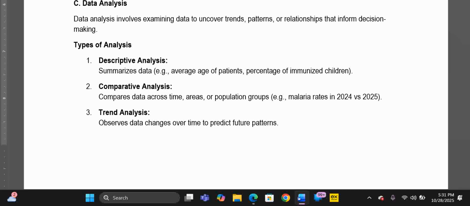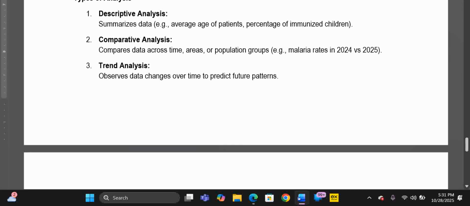So we can use descriptive analysis. And number two, we can use comparative analysis, when you want to compare data across times, areas, or population groups. In other words, we may say, let's see what happens in the incidences of malaria between the year 2024 and the year 2025, so that we can analyze and understand whether we are having an increase in the numbers of malaria cases when you look at what happened in the past year and what is happening in the current year. So that is what we call comparative analysis.